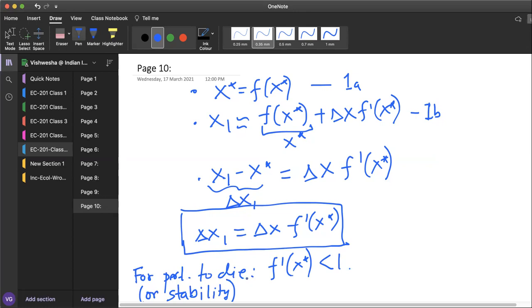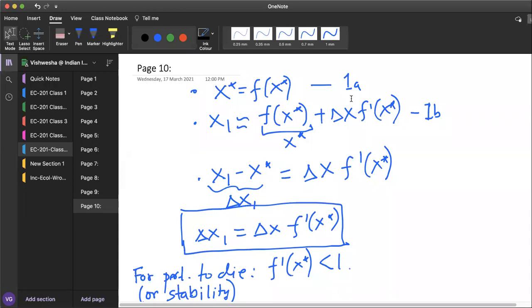A question. So here we basically ignored the higher order terms of the Taylor series, right? So does the result depend on that assumption, or is it true otherwise also? Yes, it does depend on the assumption.